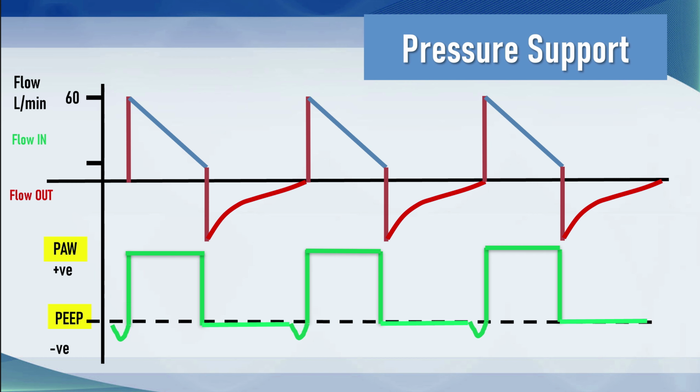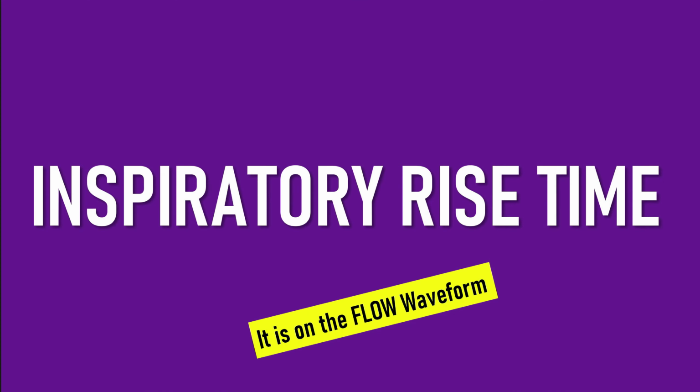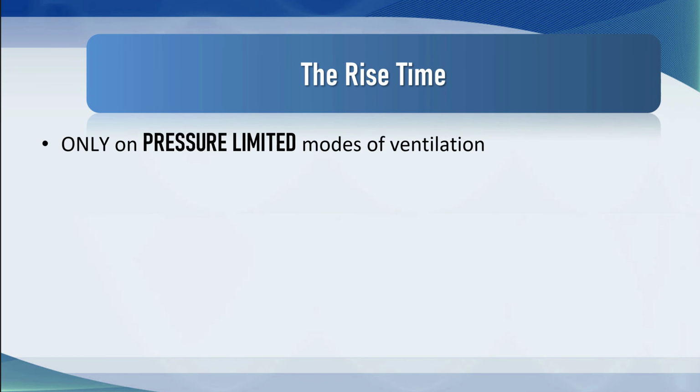But what you really need to know at this part of this tutorial is what happens from the point where there is zero flow in the system to peak flow. And that refers to the concept of rise time. Sometimes that flow starts off really fast, so you have a high rise time, or it starts really slow. There's a slow rise time. So that's what we're going to talk about, and it's the rise time, and it's on the flow waveform.